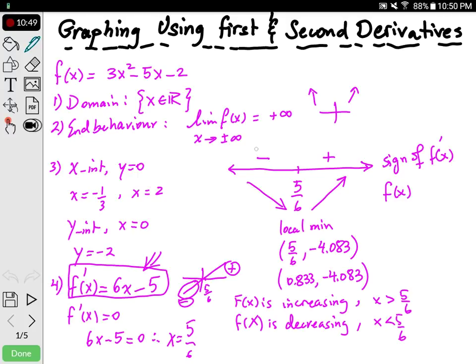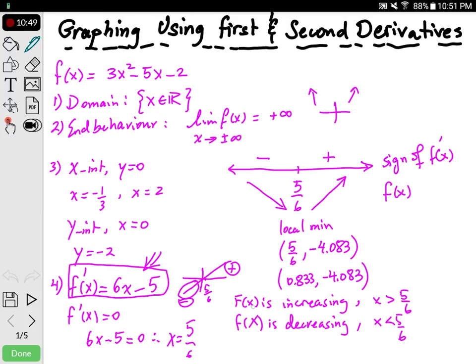As you see, if the slope of the tangent is negative, the function would be decreasing, and if the slope of the tangent is positive, then the function is increasing. You can tell from there that there is a local min at x equals 5 over 6. And the point at that x value, if we substitute that 5 over 6 value for x in f of x, we will get negative 4.083 as the y value. And that would be the coordinates of the vertex, x and y.